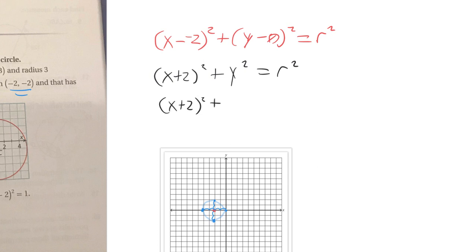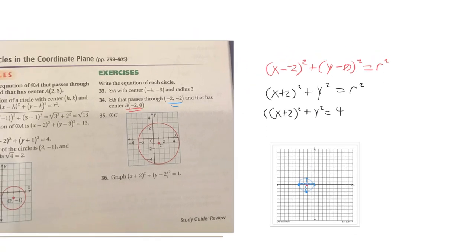It's going to be x plus 2 squared plus y squared, and that's going to equal 2 squared, which is just 4. And then we're done with that. And we're geniuses. Okay, so that's that one.